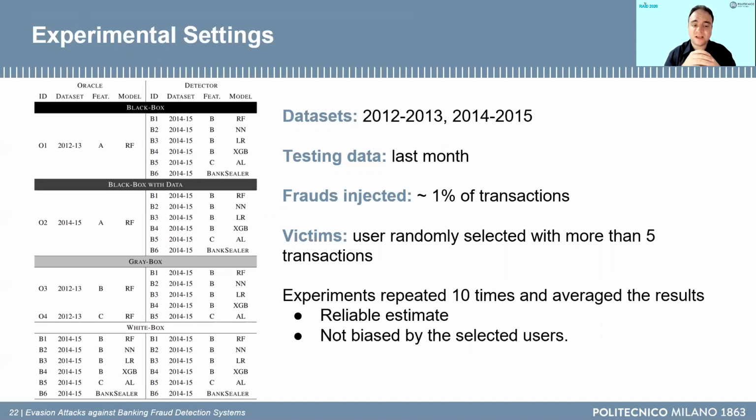It is interesting to notice how we randomly select the victims of these attacks, excluding those users with fewer than 5 transactions in the dataset. We perform each experiment 10 times and compute the average value for each metric in order to have a more reliable estimate of the attack, not biased by the selected users.